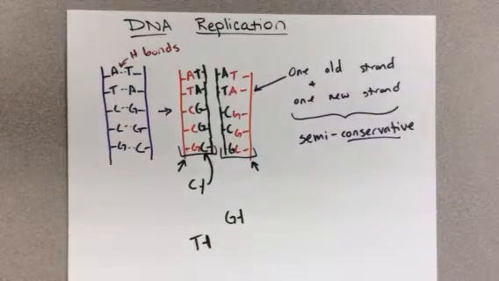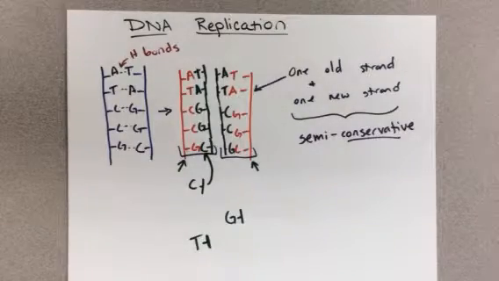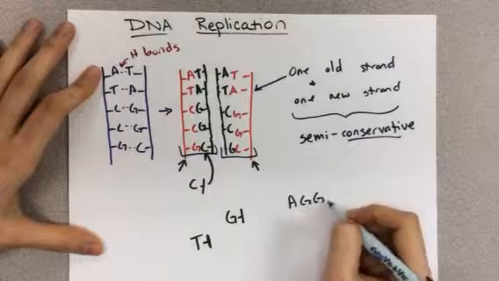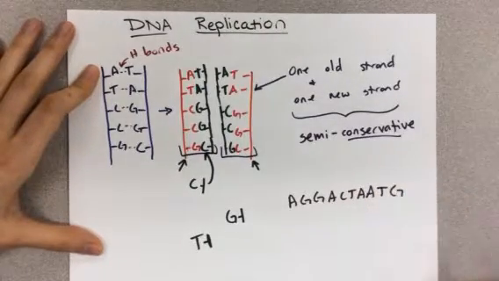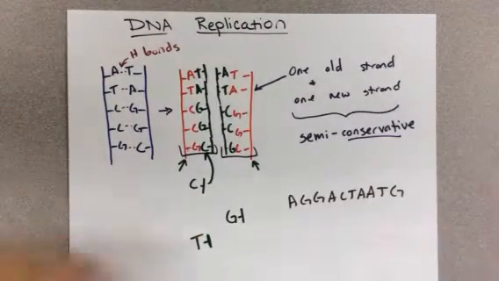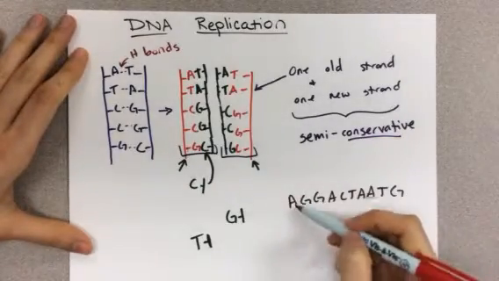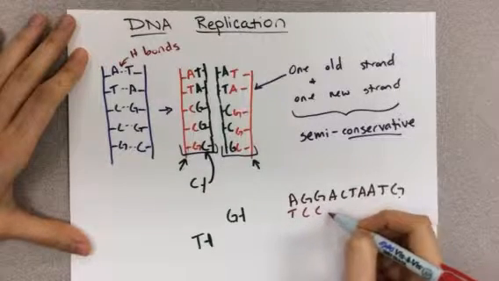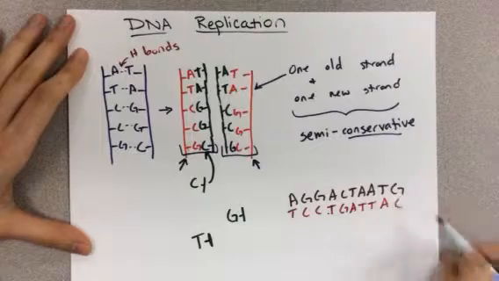Now, anytime I ask you to give me the complementary strand of DNA, I might give you a sequence. A, G, G, A, C, T, A, T, G. You have to give me the complementary strand. So what would the nitrogen bases be that bond to each of these? You would have T, C, C, T, G, A, T, A, C.